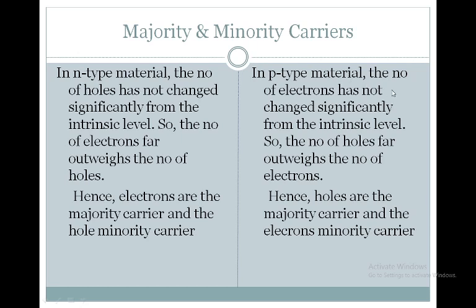Also in p-type material, the number of electrons has not changed significantly from the intrinsic level, because there are more holes now, and the number of holes now outweighs the number of electrons. Hence, holes are the majority carrier and the electrons the minority carrier. So take note that in n-type material, electrons are the majority carrier and holes the minority carrier, and in p-type material, holes are the majority carrier and electrons the minority carrier.